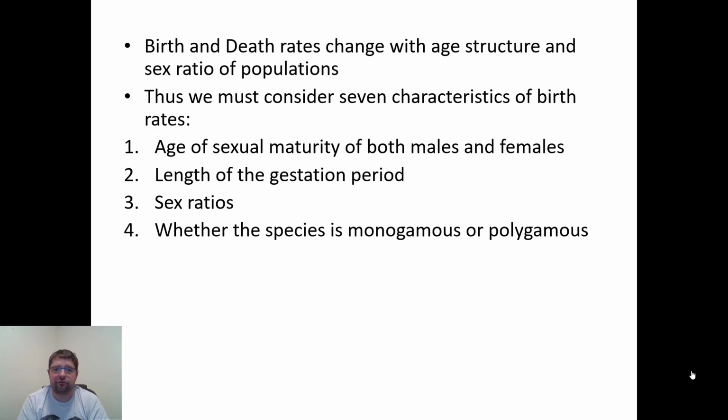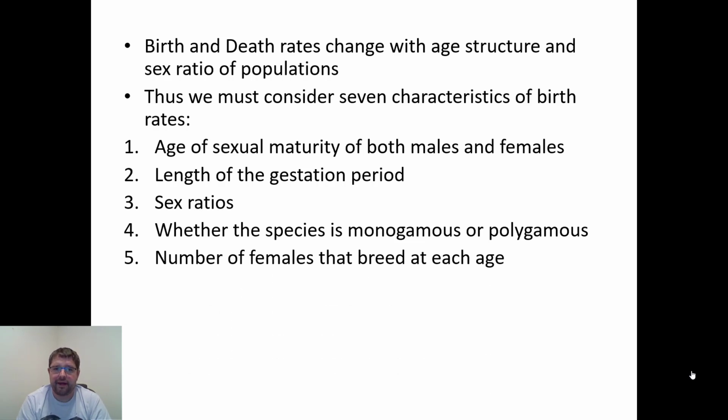Okay, and that plays right into whether the species is monogamous or polygamous. If it's monogamous, sex ratios need to be closer to 1-to-1. And if it's polygamous, then you can have a skewed sex ratio. If it's polygyny, one male and multiple females, then you can have fewer males in the population. If it's polyandry, where it's a single female and multiple males, you could probably have fewer females in the population, depending on a few other things like gestation period, or age of sexual maturity.